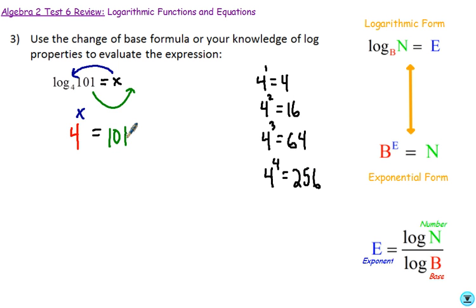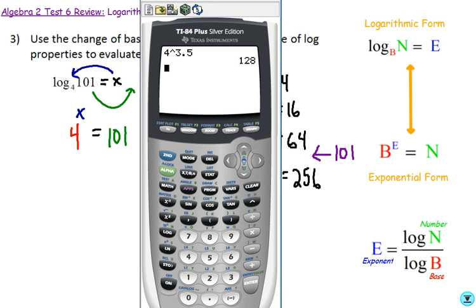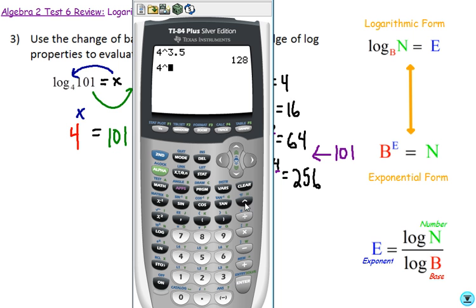So since 101 fits in between 64 and 256, our answer would have to fit somewhere between 3 and 4. So maybe I'm thinking it's, let's just say 3.5, for instance. So let's say I tried 4 to the 3.5. I get 128. Oh, okay, well that's a lot closer than 256. And then maybe it's 3.4, because I've got to get a little bit closer to 101. Oh, okay, 111, so I'm a little bit closer.